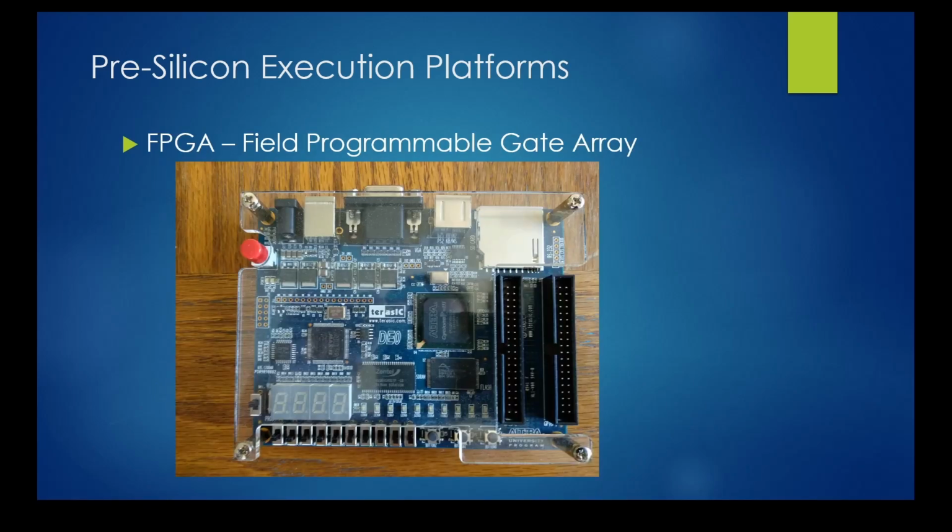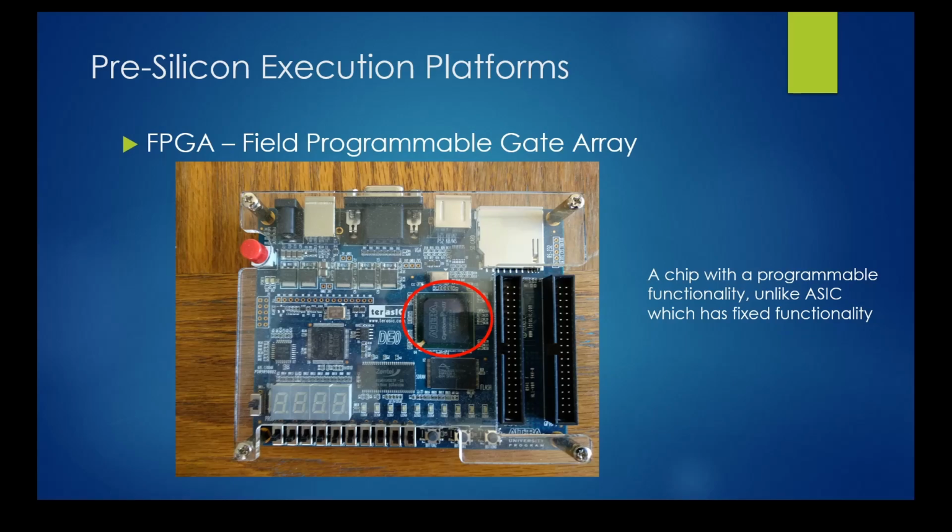Another option for pre-silicon work is an FPGA. Here we see a development board by Altera. The other big player in the market for FPGAs is Xilinx. This is a development board built around an Altera Cyclone 3 FPGA chip. An FPGA chip is a chip with no fixed logic. It can be programmed to assume different logics. This is unlike the regular chip, ASIC, which stands for Application Specific Integrated Circuit, which has fixed logic that cannot be changed.